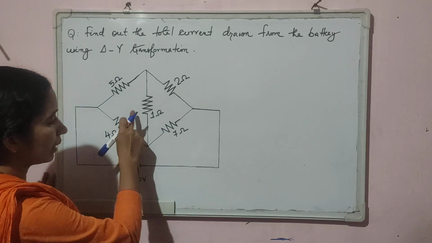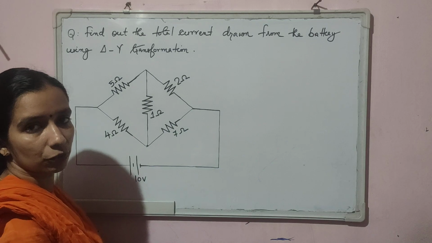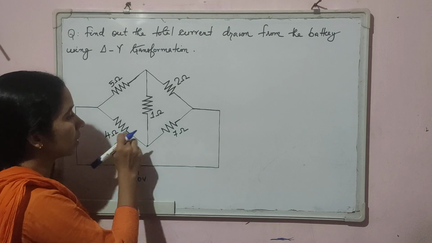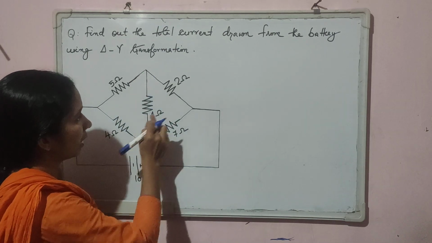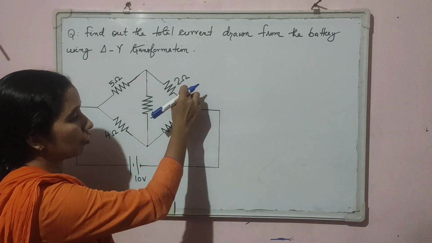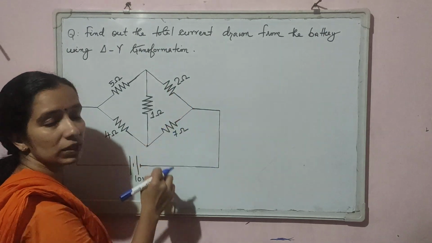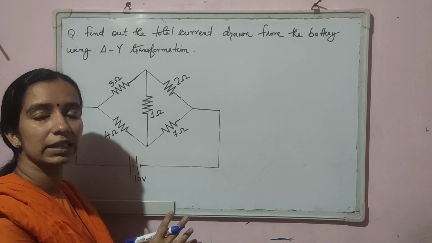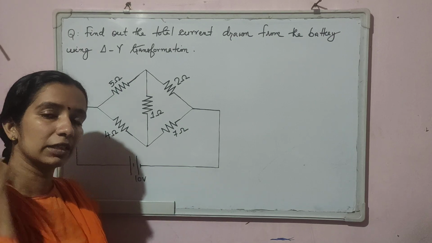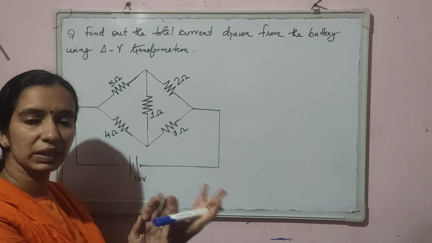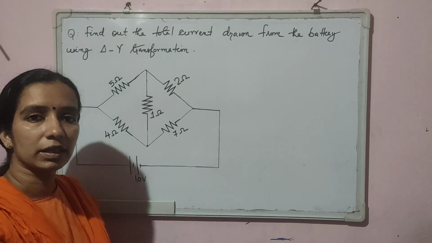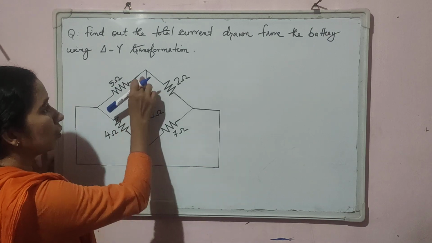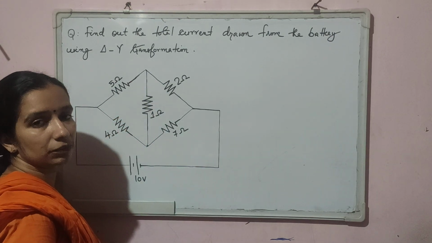So see, there are two delta connections in the circuit. This is one delta, this 5 ohm, 1 ohm and 4 ohm resistors together form a delta connection, and this is another delta, this 2 ohm, 7 ohm and 1 ohm together forms a delta connection. So we can transform any one of these delta connections into a star connection. Any one delta circuit can be converted to a star connected one, and then we can proceed. So I am going to choose this particular delta connection.